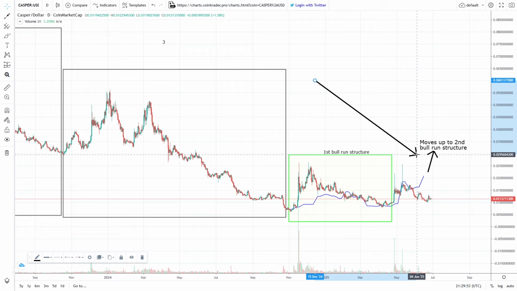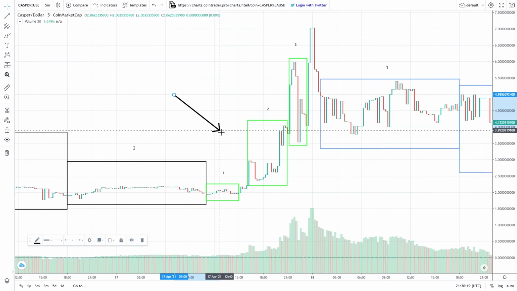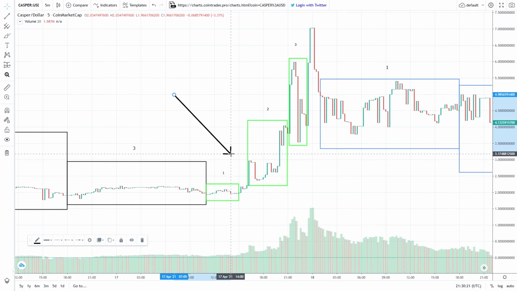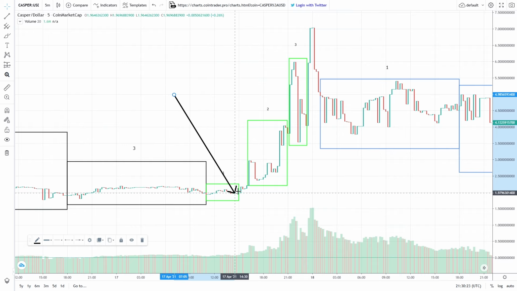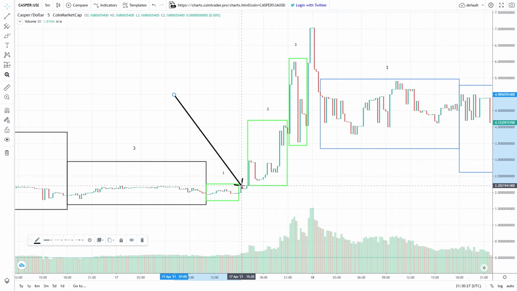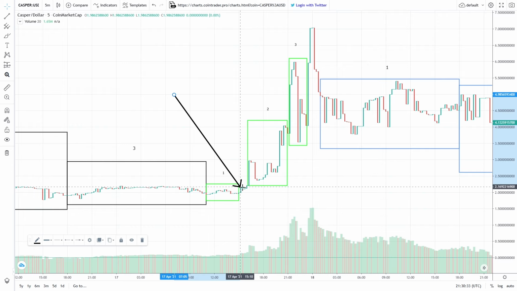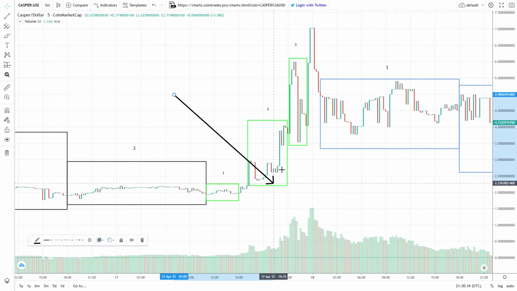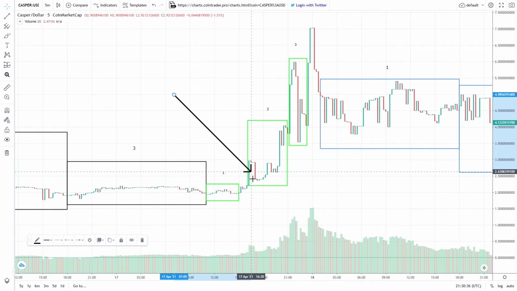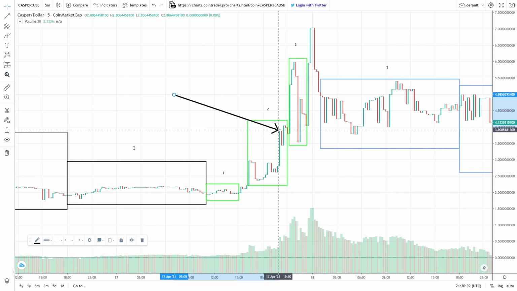Well, let's jump back to that original fractal that we're comparing against. So here is that bull run structure that we're comparing to. Here's that first bull run structure. Here's that pullback, which I think we potentially are doing today. This is the second corrective structure. Once this completes, it moves up, and it has two parts to this structure. It has a lower correction and then an upper correction.